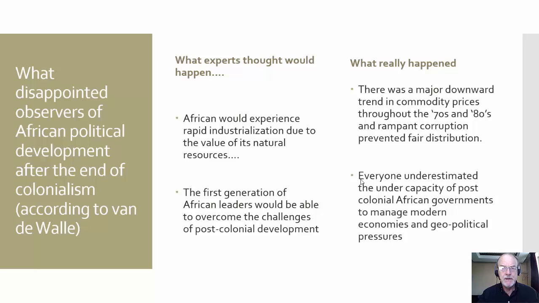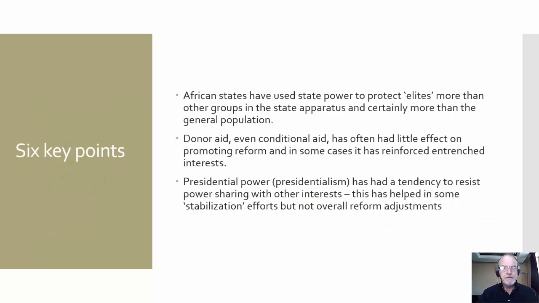Things like the Cold War, for instance, which basically had the superpowers manipulating a lot of the political economy of African states. So basically, Van der Walle leaves us with 6 points to ponder with respect to this notion of partial reform, which he talks about, and these are that African states have used their state power to protect their elites more than other groups in the state apparatus, and certainly more than the general population.